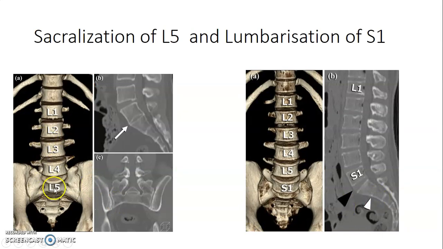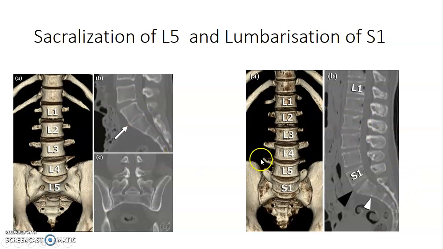So look here, L5 is not supposed to be part of this triangular sacrum. This is where there's a rib, this is T12. So this is L1, L2, L3, L4, L5. So this is sacralization. L5 has been joined into the sacrum. And when you check here, this is your L5. It has undergone sacralization.